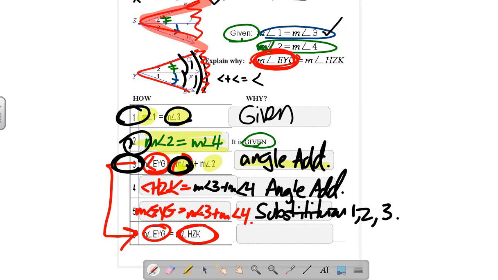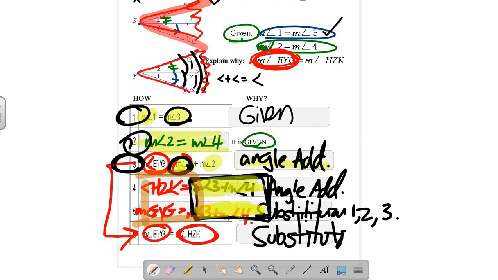Do you see that? Yeah. Okay. Look very, very carefully in steps 4 and 5. Jack, what is exactly the same now in steps 4 and 5? What's exactly the same? Measure angle 3 plus measure angle 4. And guys, go like this. If they're exactly the same, that's your connector piece, which allows us to say these guys are exactly the same. Substitution, and we use lines 4 and 5.